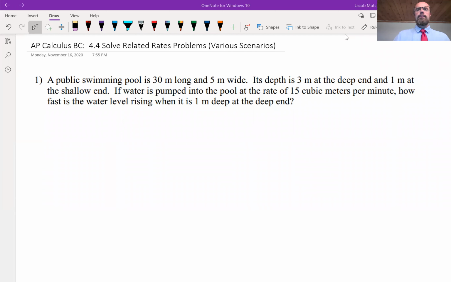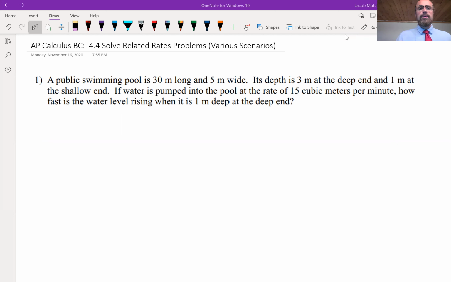Welcome to Calculus. Today we will investigate solving related rates problems. We'll look at two different examples, one involving a triangular prism, the other involving an obtuse triangle.